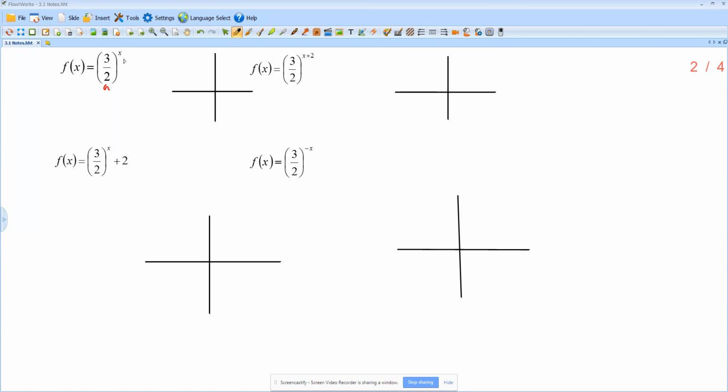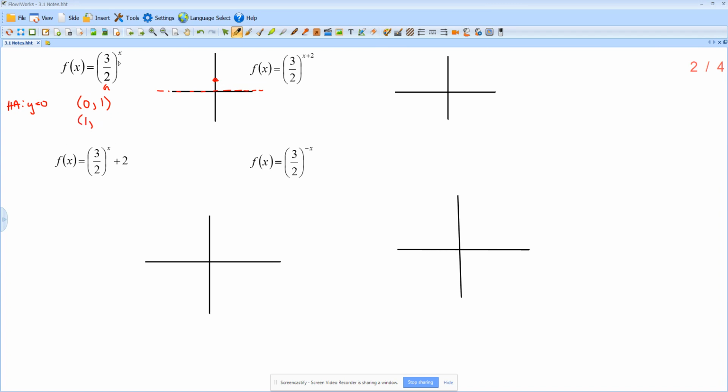So looking at this, it's a basic function, a to the power of x, which means that there's a horizontal asymptote of y equals 0. So I will start with that. There's my horizontal asymptote, y equals 0. One of the coordinates on this graph is always 0, comma. If I put 0 into this, I would have 3 halves to the 0 power, which is 1. So 0, 1.